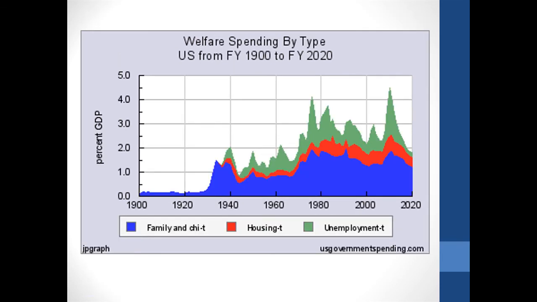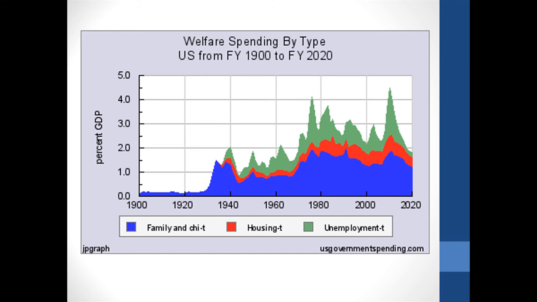This next graph is showing differences in the type of welfare spending. How is the government spending money? The first is in purple. The biggest chunk is on family and child services. Housing is in red and unemployment is in green. And we can see that for the most part, a lot of the government spending is on helping family and children, especially in the beginning. That's really all it was, their focus was on helping specifically mothers and children, unwed mothers.